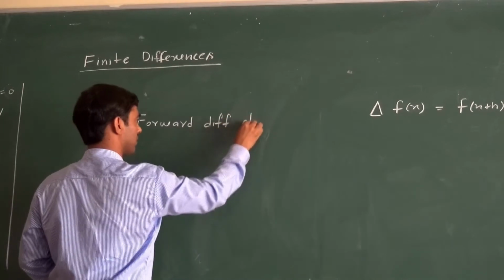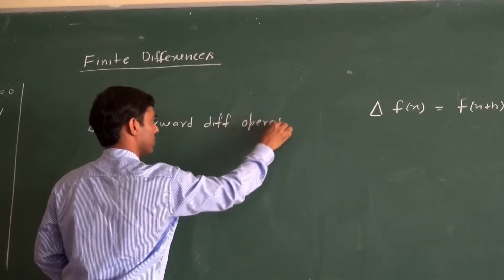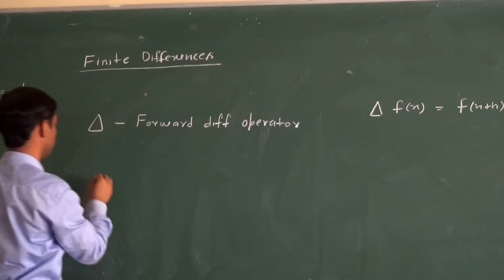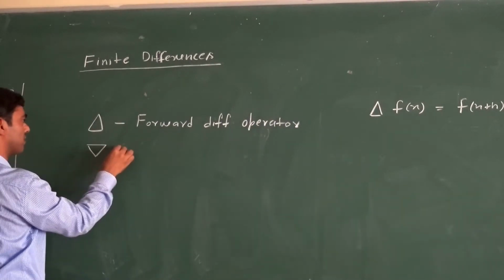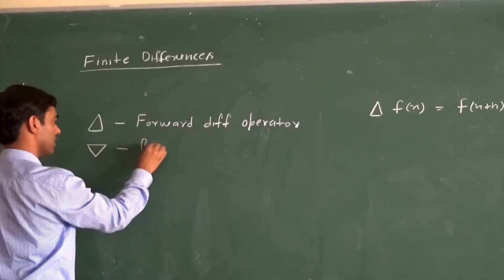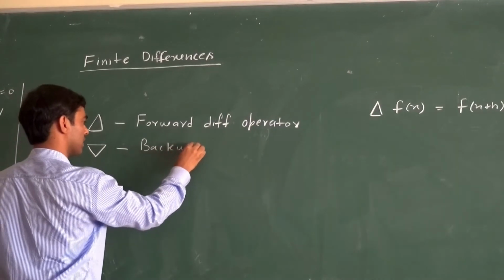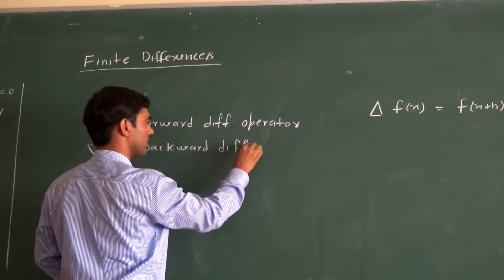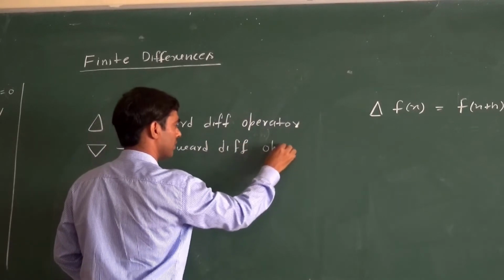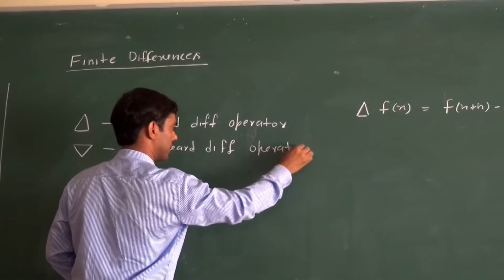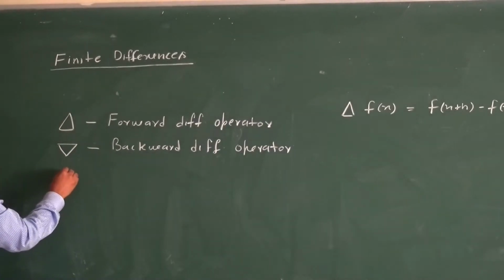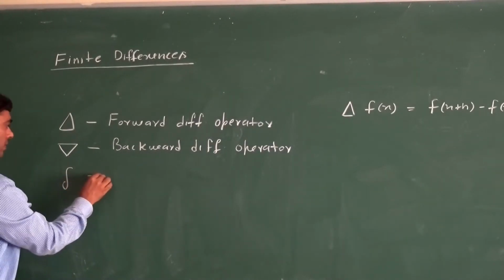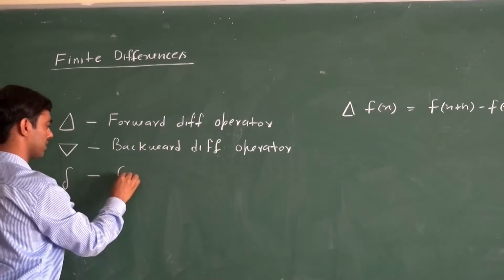Forward difference operator. This one is a backward difference operator. And this one is about the central difference operator.